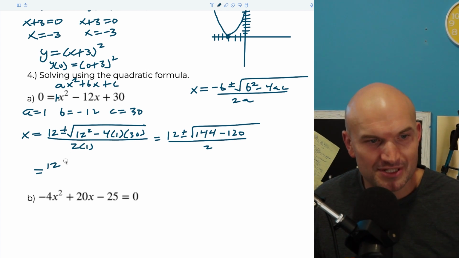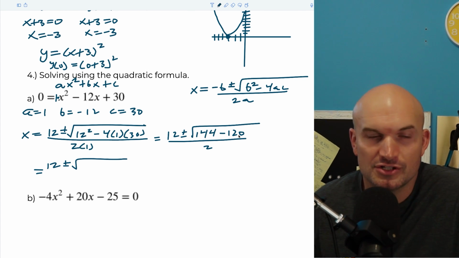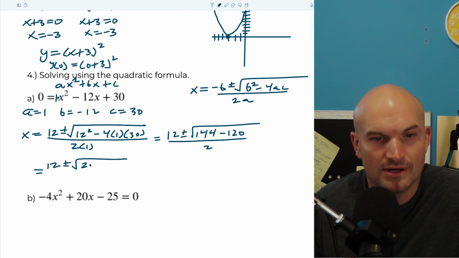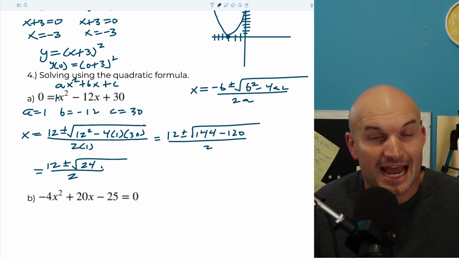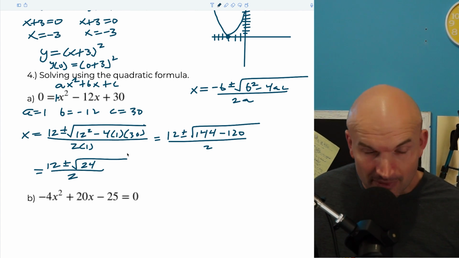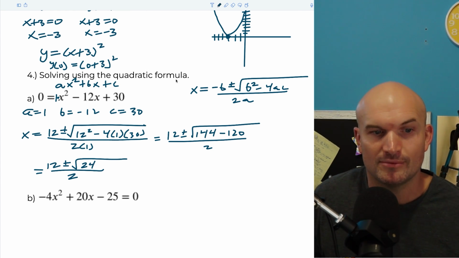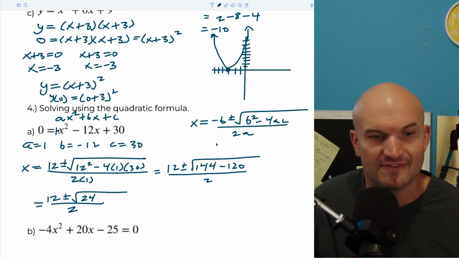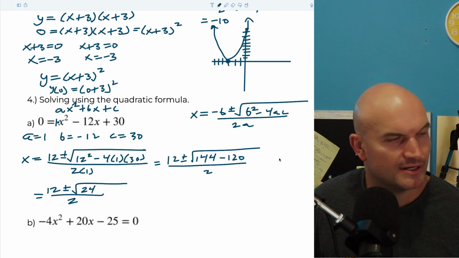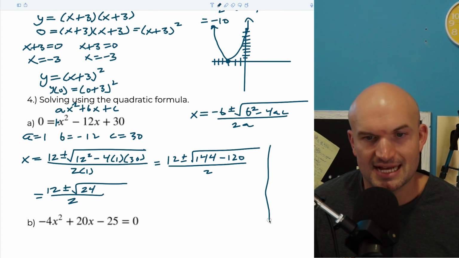So I have 12 plus or minus the square root of, what is 144 minus 120? Well, that's going to be 24, divided by 2. Now we need to remember simplifying radicals. So we can simplify this radical. If you remember, try to find the square number that divides into that. Do I have enough room over here? Yeah, I do. I'll do a little sidebar.